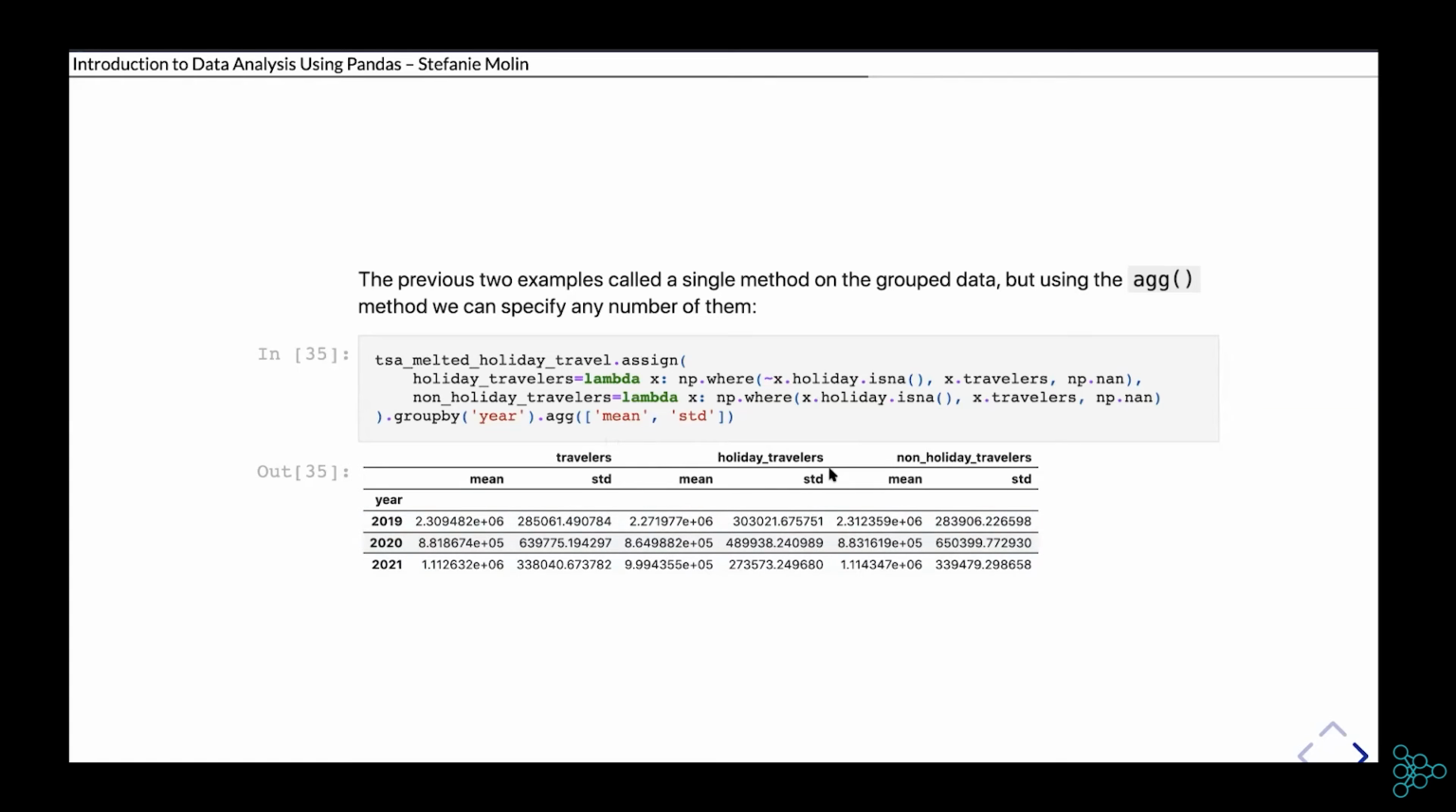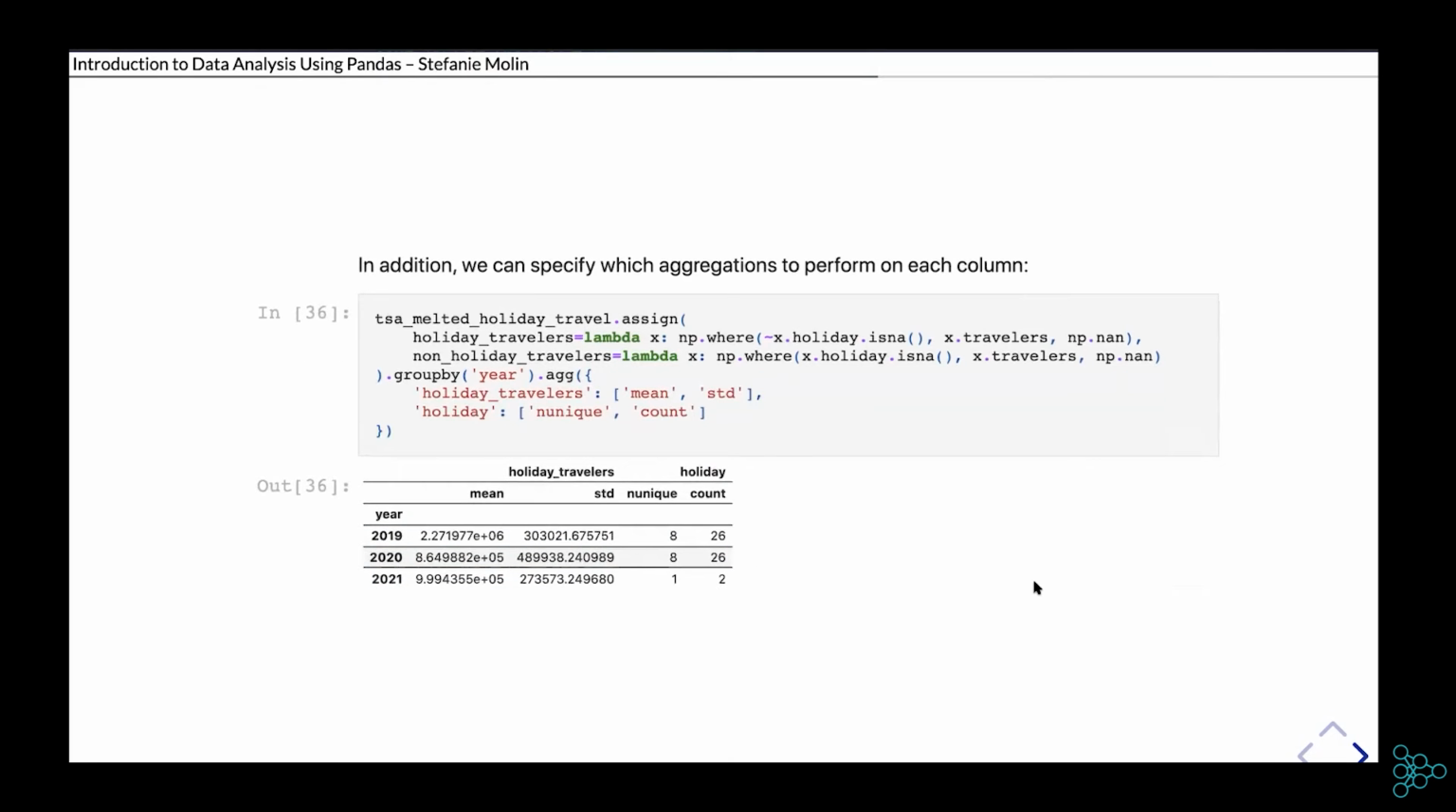So this makes it very easy to compare, say, what is the mean number of holiday travelers per year, and compare that to non-holiday travelers on any given day. What do those means look like, standard deviations, etc. So we can also go a step further and be even more fine-tuned in how we specify aggregation. Maybe we were only concerned with the holiday travelers, and we also wanted some aggregation on the categorical data. You can do that as well by passing in a dictionary to ag instead.